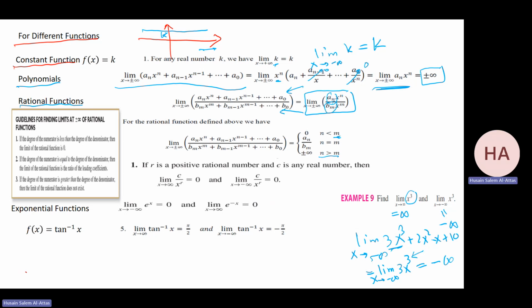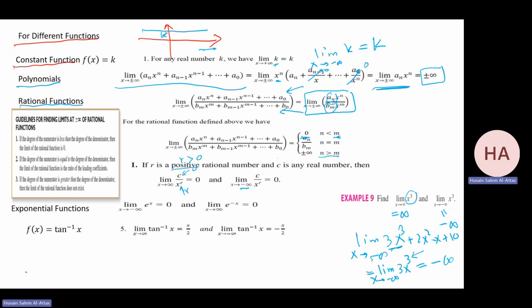Okay. As an example, if I have c over x to the power r, what will be the limit? The degree of the numerator is 0 and the degree of the denominator is r, where r is positive, so r is greater than 0. So the degree is less, and the answer is 0. And the same thing going to minus infinity.